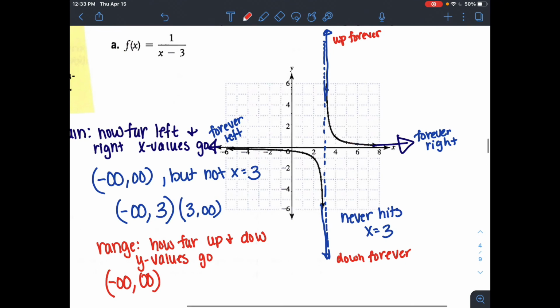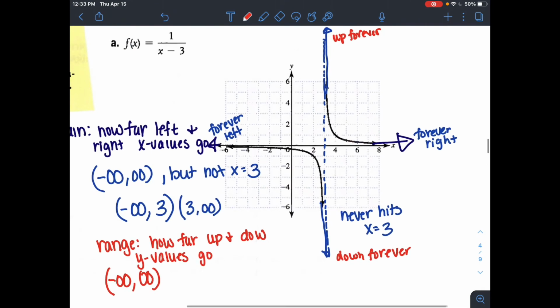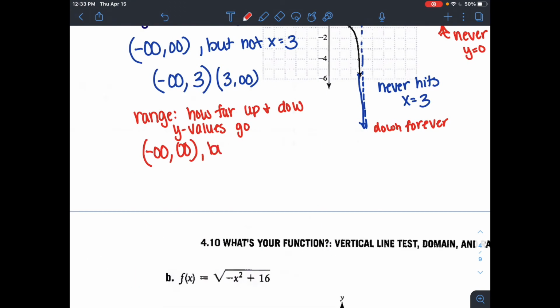But we have another asymptote, and it's right here. My lines are approaching 0, but they never actually hit y equals 0. Okay, so in negative infinity to infinity, but not y equals 0. So for my range, we'll have negative infinity to 0, 0 to infinity. Whew, that was a difficult one.